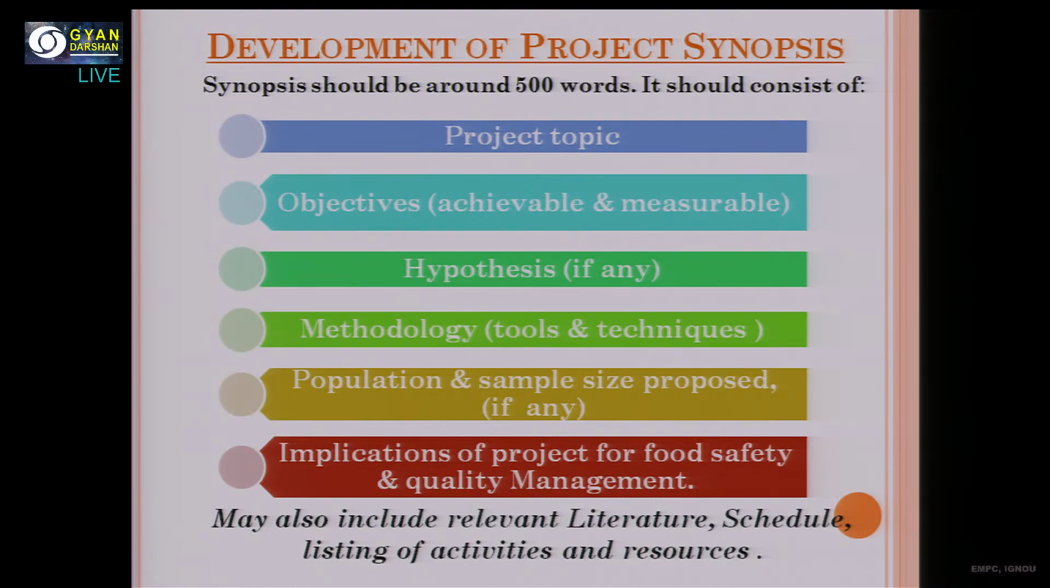Then you should write the implications of your project work. That is not the final one. In your project report, you will elaborate the conclusion and the suggestion part, but here you can only write what is the purpose of doing your project work, how it will help to improve the system of food safety and quality management system. If you still have some scope within 500 words, then you can also add some relevant literatures, very few, 2 to 3. You should write the schedule, a listing of activities, and the resources you are going to use for your project work.